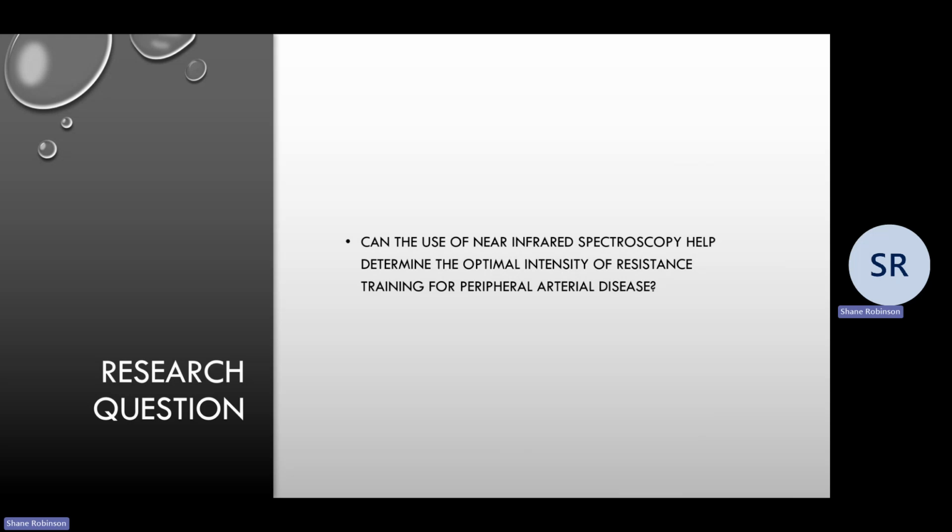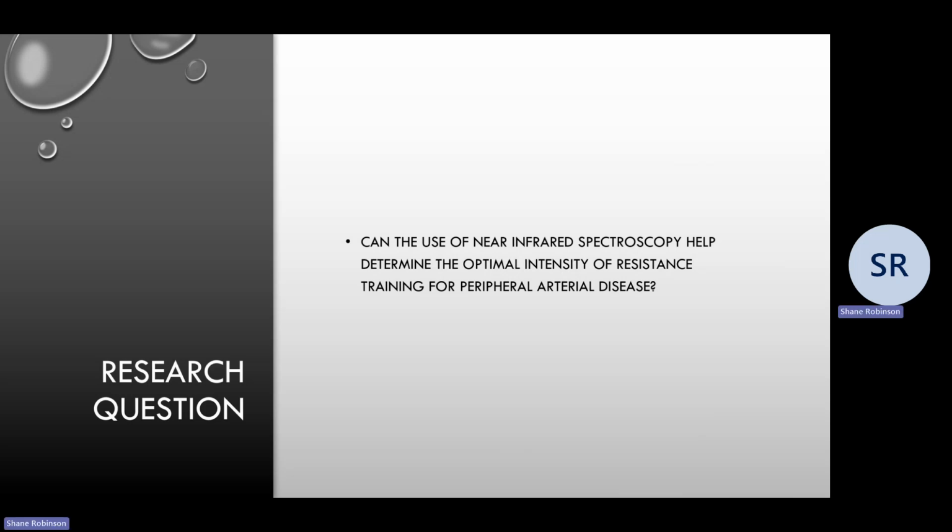Like that other study by Hansen et al., have 30% versus 70%. But rather than doing 3 sets of 8, both groups can do as many reps as they can of those resistance training exercises until they hit, say, 5% of a threshold within what they would experience as intermittent claudication. So they wouldn't have to experience so much discomfort. So what I want to ask is, can the use of near infrared spectroscopy help determine the optimal intensity of resistance training for peripheral arterial disease?